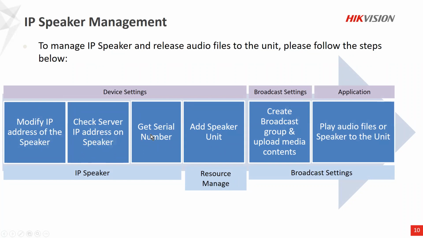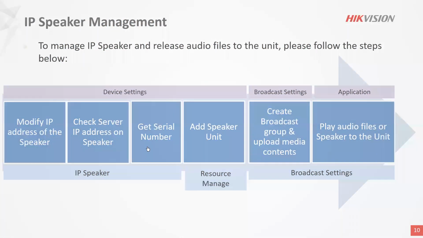We also need to get the serial number of the speaker, which I'll show you. You don't have to build a three-story scaffolding to get up to the speaker. Again, there's another easier way to get the serial number of it. And then we can add the speaker to HIK-Central under resource management. And then from there, we can choose to either broadcast to a single one or many of them. And if we want a live talk through the speakers, or we want to play certain audio files. All right, so this is the main setup of the IP speaker. Let's quickly have a look at the video itself.